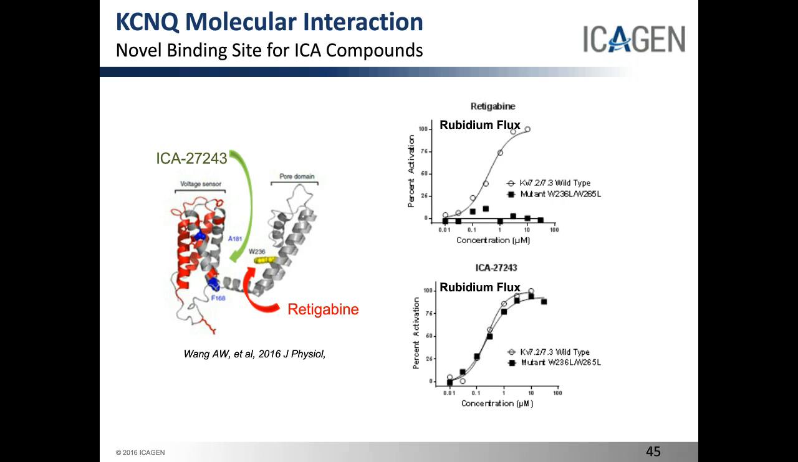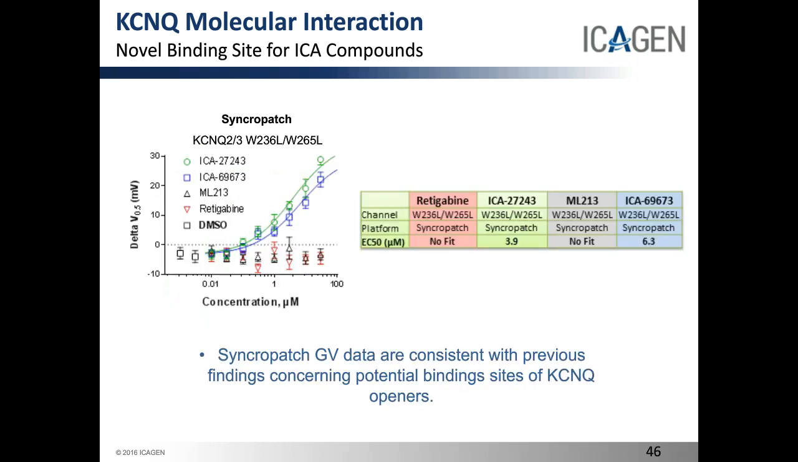So we wanted to determine if we could get similar results on the Syncropatch as what had previously been shown in the flux assay. We used CHO cells expressing the mutant form of the channel or the wild-type channel. We applied those to the Syncropatch at the same time on the same chip, side-by-side recordings, and then we tested either Reticle Beam, ICA 27243, ML213, or ICA 69673 against both channels.